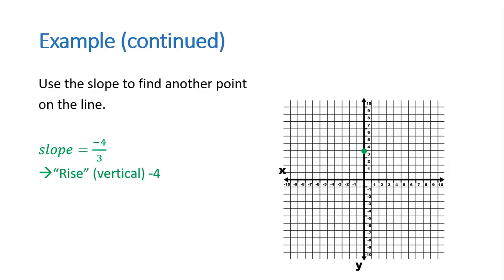So starting at y equals 4, we move down 4 units. Then for every 4 units we move down, we have to run horizontally 3 units in the positive direction. So we end up at a new point, which just so happens to be the x-intercept in this case. Connect the dots, and we have a line.